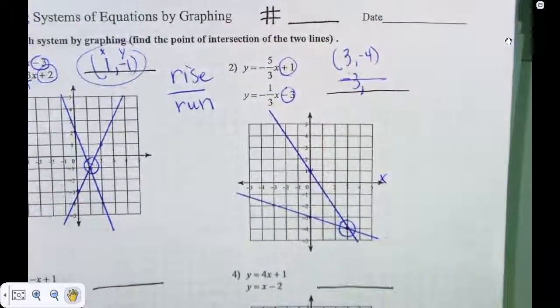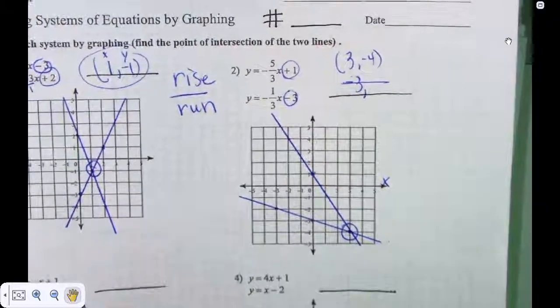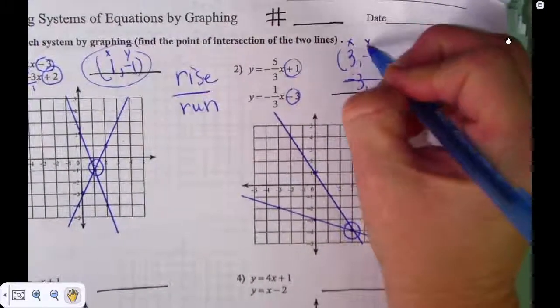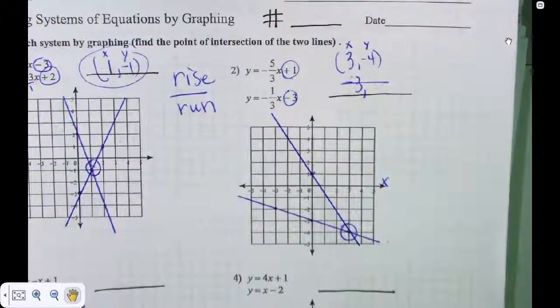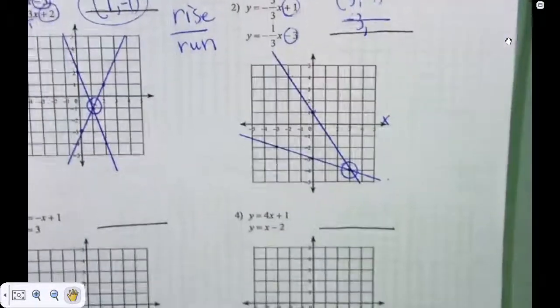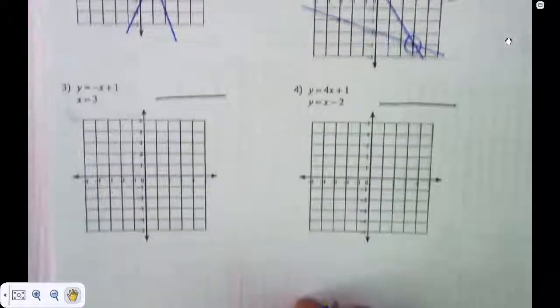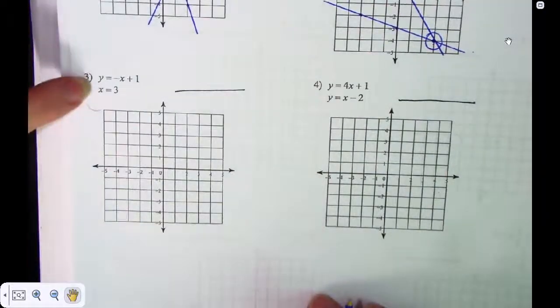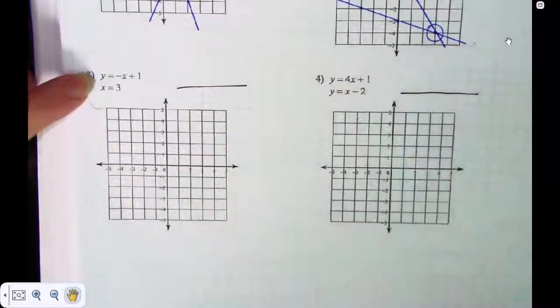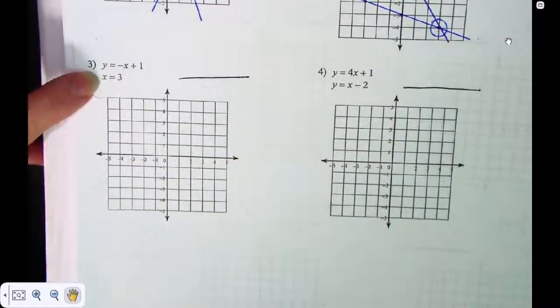And of course, before you went on, you would check this. You would put x in for 3. Negative 4 would be what you would get for y. Okay, we're not going to take time to check it because we've been checking equations for weeks now. You should know how to check equations. Number 3, Miss Kent did with you, but some were absent, so here we go.